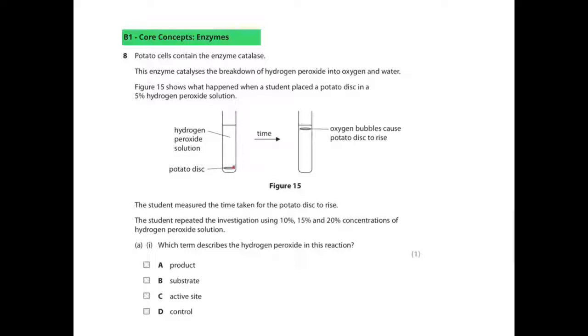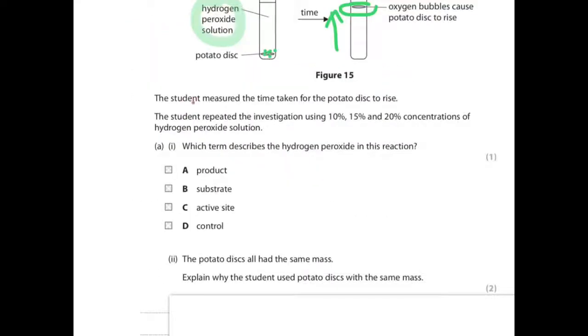So what you've got here is catalase, which breaks down hydrogen peroxide into oxygen and water. So what's happening here is this potato cell, which contains catalase, is breaking down this hydrogen peroxide solution into oxygen and water. The oxygen is making the disc less dense as the bubbles form on this disc, and it rises. The student measured the time taken for the potato disc to rise.